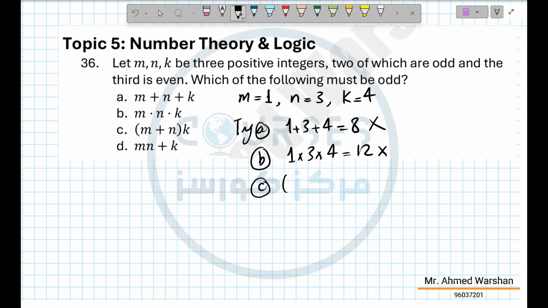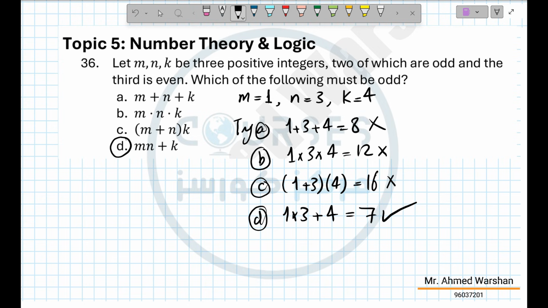Let's try C. M plus n, so 1 plus 3, times 4. 1 plus 3 is 4, 4 times 4 is 16, still not odd. D. M times n, that's 1 times 3, plus k, so plus 4. So 3 plus 4 is 7, this one is odd, so yes, the answer is D.